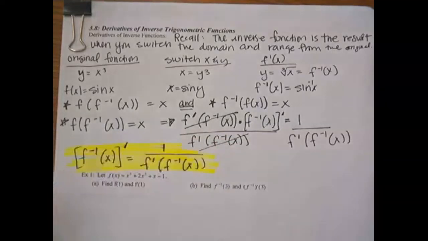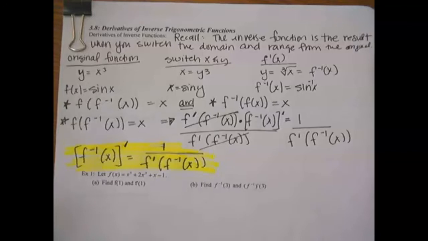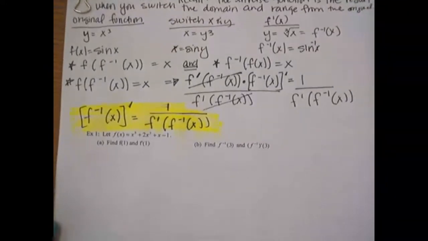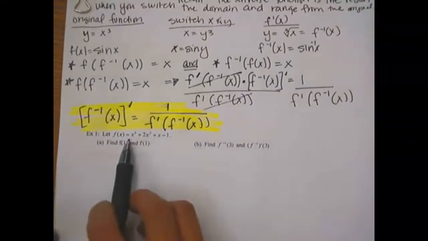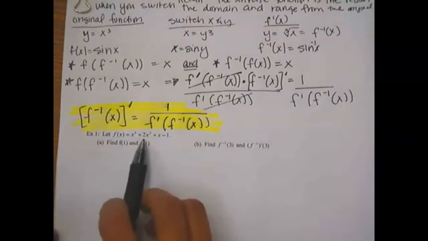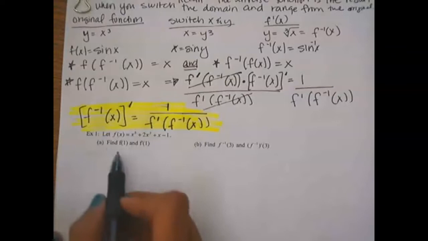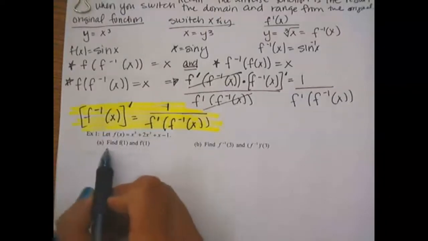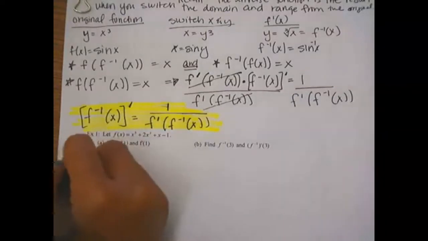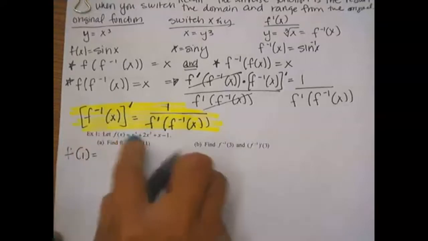And that's how we came up with it. Okay? So let's do a couple of examples, and then maybe that will make sense of how to use this. I'm giving you a polynomial, f of x equals x to the 5th plus 2x to the 3rd plus x minus 1. This is easy, okay? Let's find f of 1. So f of 1, we're just going to plug it into this equation.